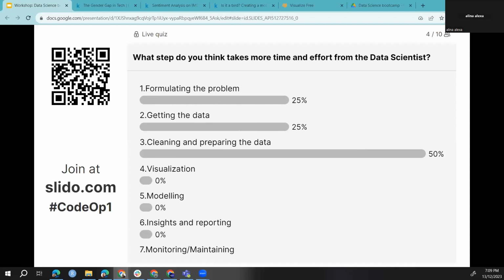So far, 50% of you think it's cleaning, getting the data, formulating. Okay, let's see if that moves a bit. Nobody seems to think that the last steps take time. All right, it's possible. Let's see the correct answer. Ta-da, absolutely right. Cleaning and preparing the data takes forever.